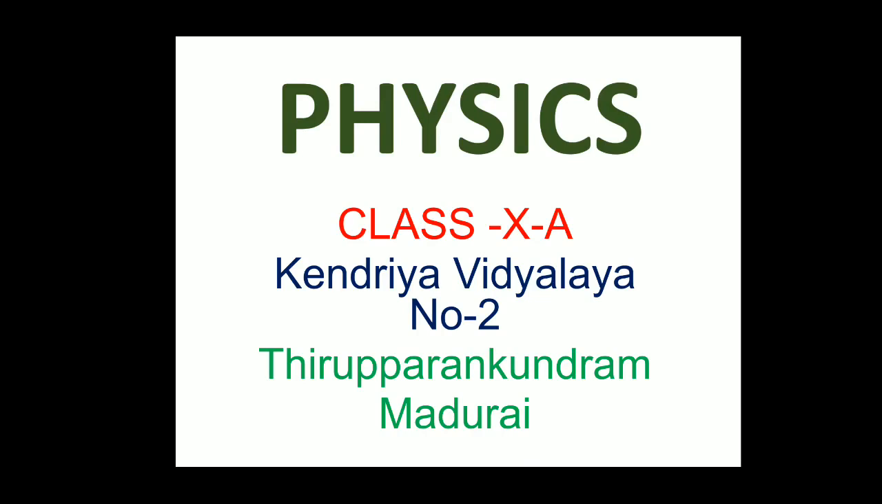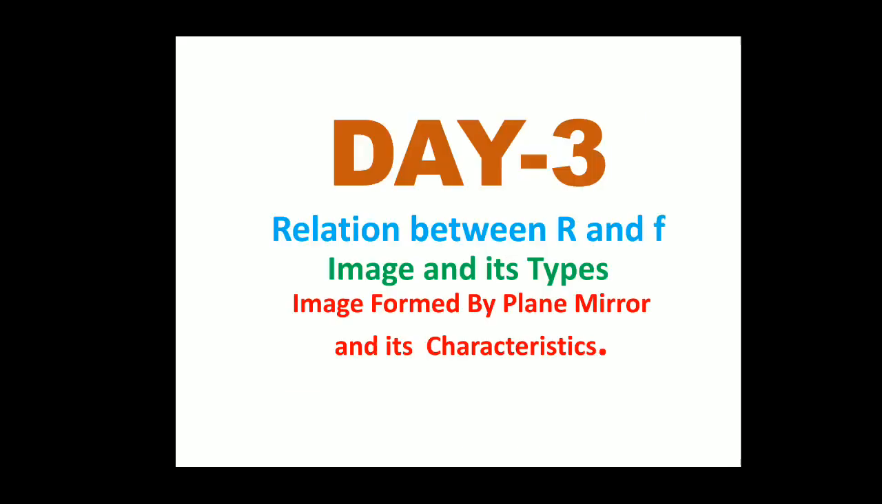I hope you have studied the previous class. What did we study? We studied about reflection of light, types of reflection, laws of reflection, and then we studied about spherical mirrors. There are two types of spherical mirrors. One is called a concave mirror, and another one is called a convex mirror.